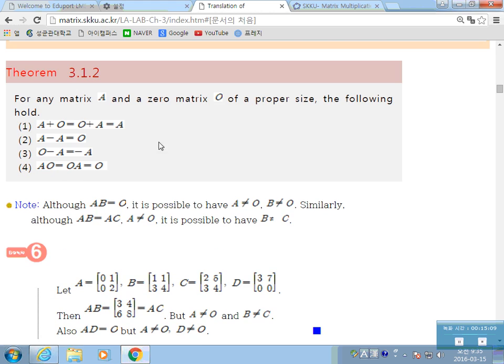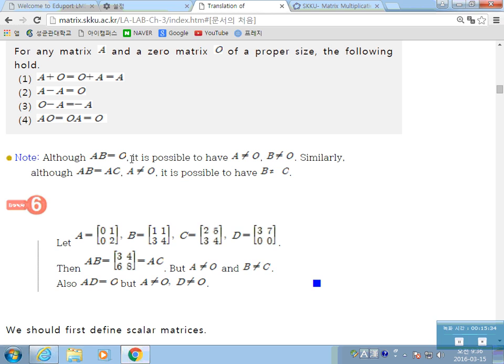Theorem 3.12. Suppose we have a matrix A and a zero matrix of a proper size, then the following hold. If you add the zero matrix, it doesn't change anything. If you subtract the same matrix from the given one, then it is going to be a zero matrix. And if you multiply a zero matrix with any matrix, then it's going to be a zero matrix.